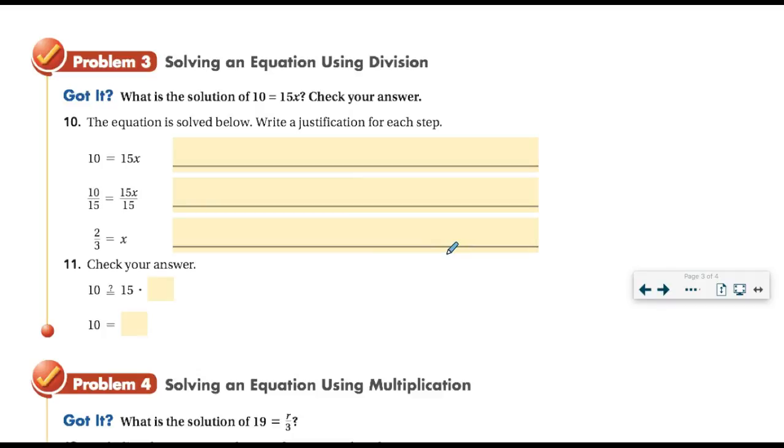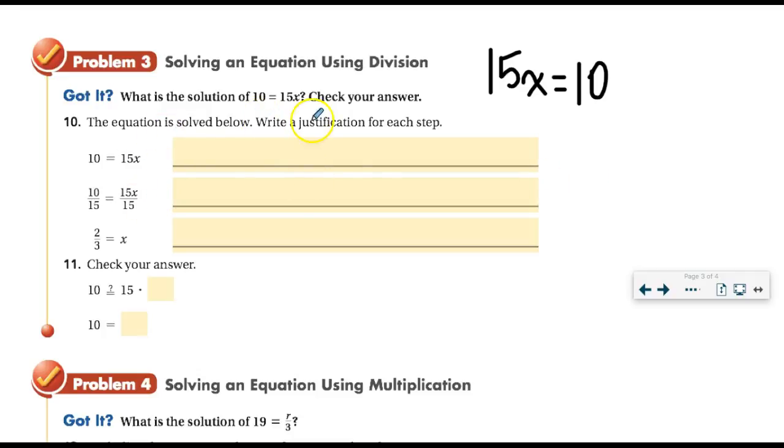What is the solution of 10 equals 15x? Check your answer. All right, so a couple of things here. First of all, the variable is on the right, which is really not a huge issue. This is completely equivalent. I used to do this when I was learning it until I understood that it really didn't matter which side I had the variable on, but if you need to rewrite it like that because it's visually more appealing, please go ahead and do so. That's perfectly fine. Nothing wrong with that at all.